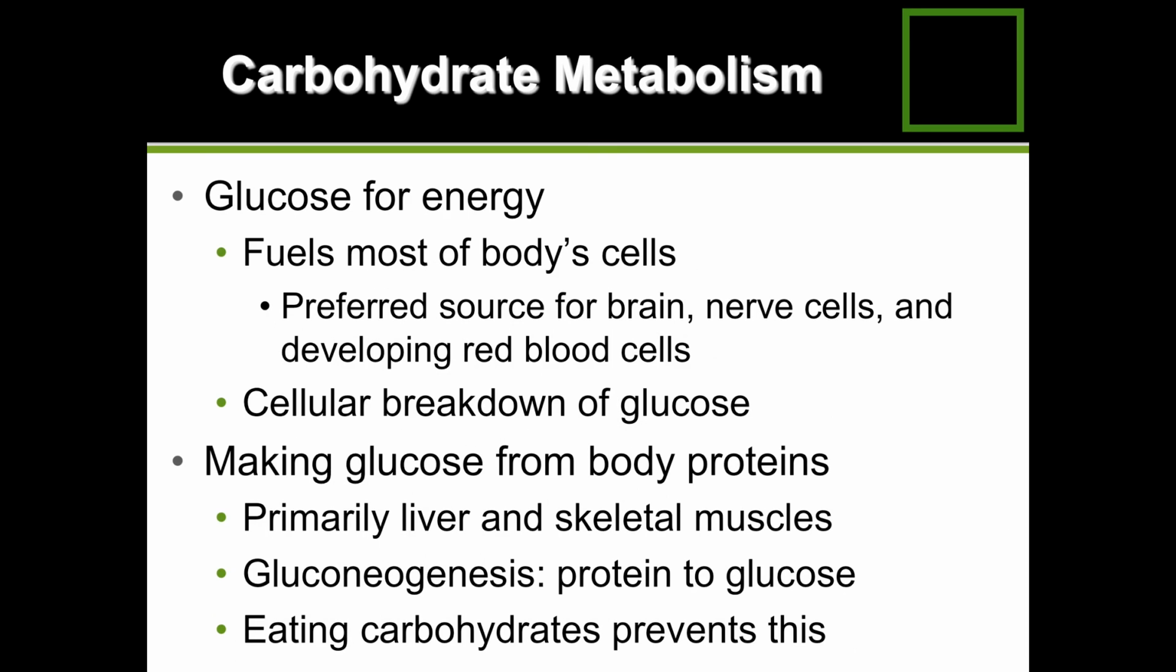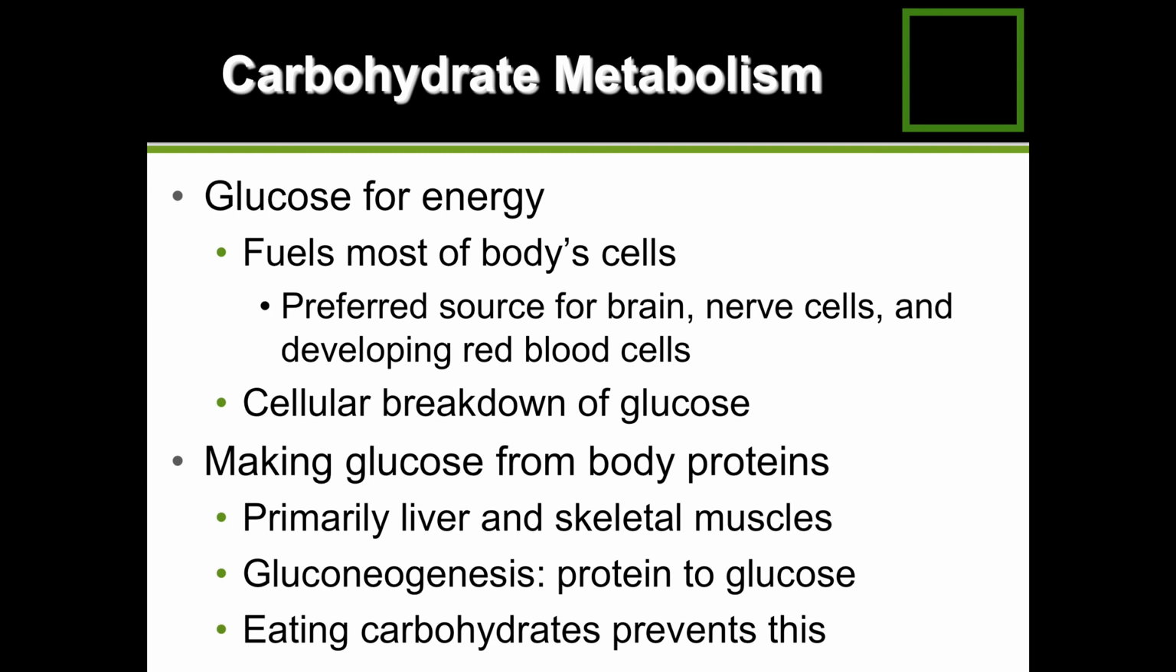All right, carbohydrate metabolism. Glucose for energy. It fuels most of the body cells. So it's very important. That's the preferred fuel source. It's a preferred fuel source for the brain, the nerve cells, and developing red blood cells. Okay. Then the cells break down glucose even further, which we're going to look at in chapters 7 and 8, and how they make energy.